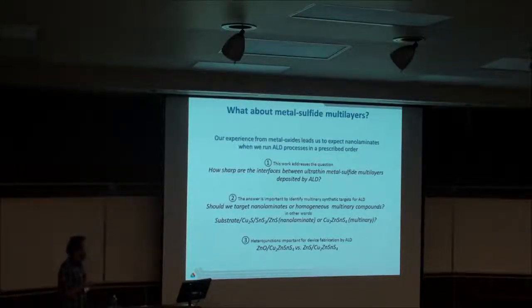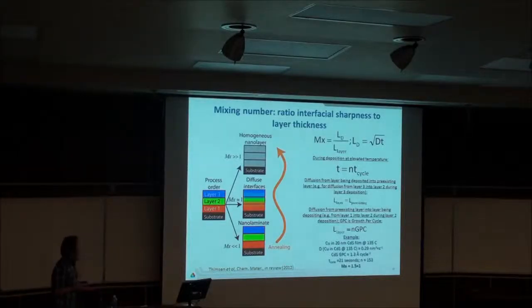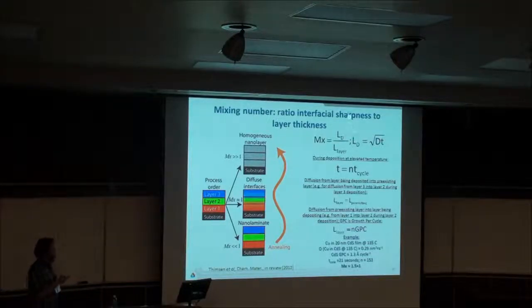It is also very important to address this question if we make heterojunctions between zinc oxide and CZTS, or zinc sulfide and CZTS, which is a P-type semiconductor, while these are N-type semiconductors for electron harvesting from the system. Here we introduced the so-called mixing number, which is the ratio between the interfacial sharpness of the interface and the layer thickness. So this mixing number is the ratio between diffusion length and the thickness of the layer.